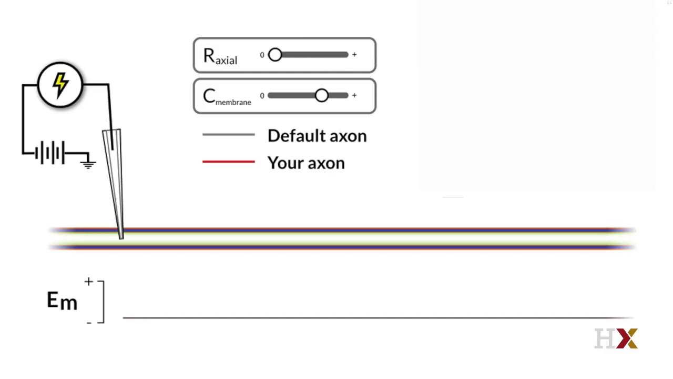We want the axial resistance to be as low as possible, and we want the capacitance to be as low as possible as well. Why does this make sense, given our understanding of the passive electrical properties of the membrane? There are a couple factors that limit the speed of propagation in our axon.